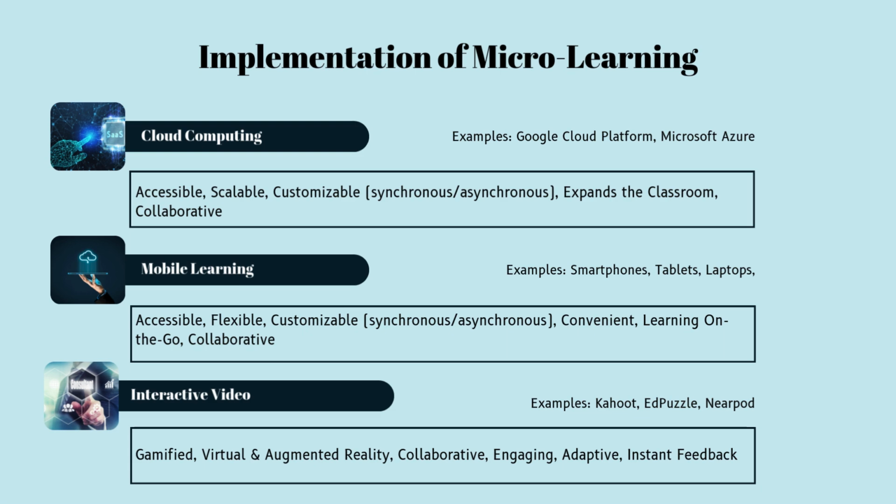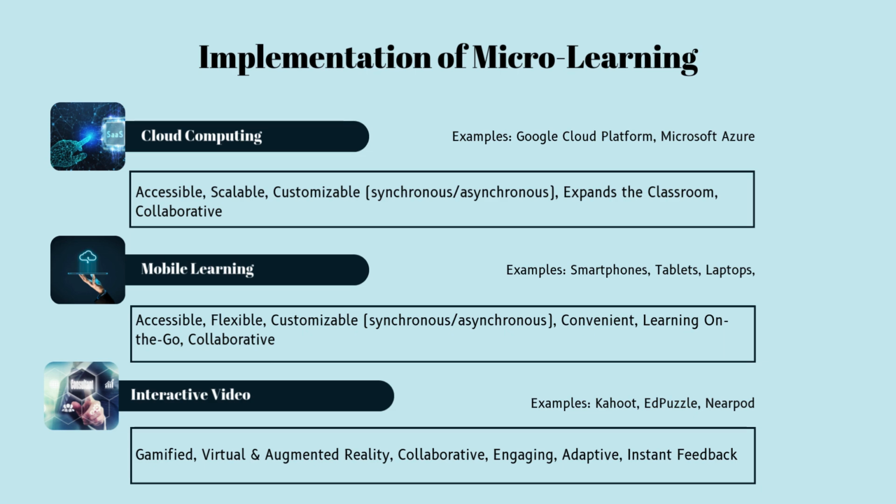and mobile learning, of course, can be on any type of technology that is mobile, smartphones, tablets, laptops. Both of these allow for accessibility and customizable experiences that can be synchronous or asynchronous. They allow for collaboration, flexibility. Cloud computing can be scalable. You can expand the classroom to lots of locations and many students at one time. Mobile devices allow for convenience and learning on the go.